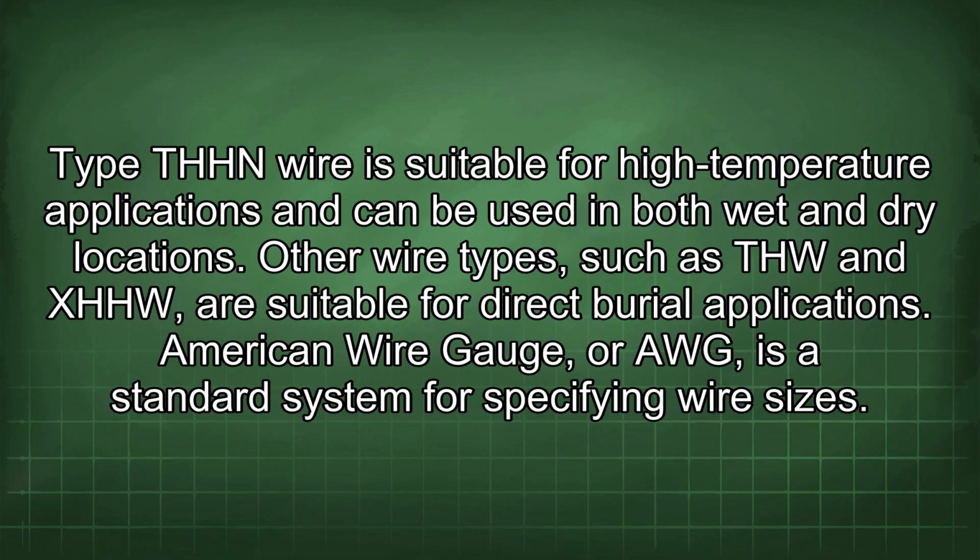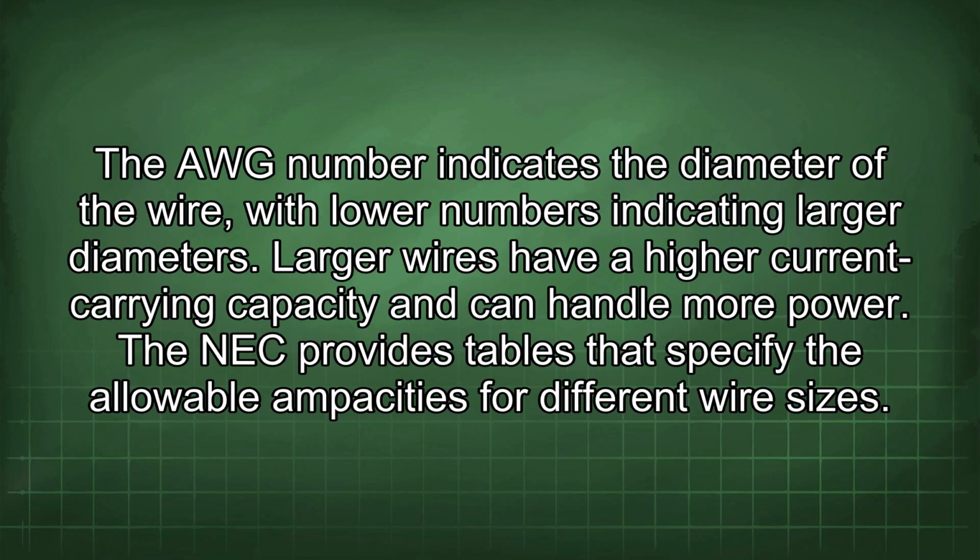American wire gauge, or AWG, is a standard system for specifying wire sizes. The AWG number indicates the diameter of the wire, with lower numbers indicating larger diameters. Larger wires have a higher current carrying capacity and can handle more power. The NEC provides tables that specify the allowable ampacities for different wire sizes.